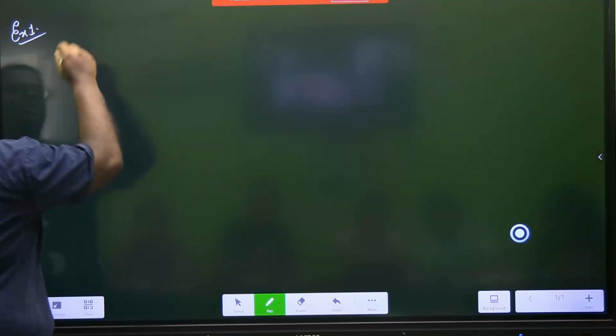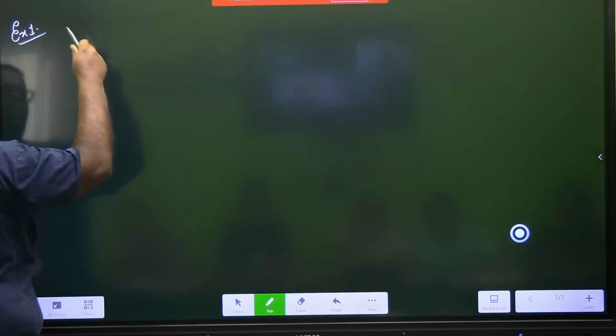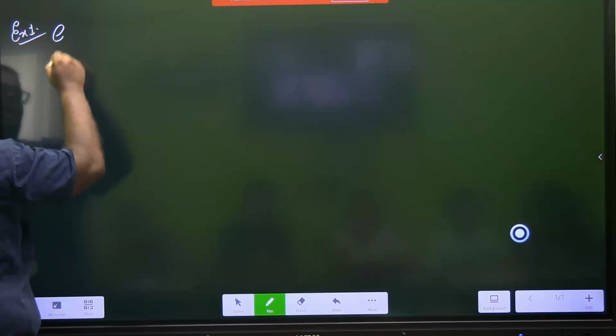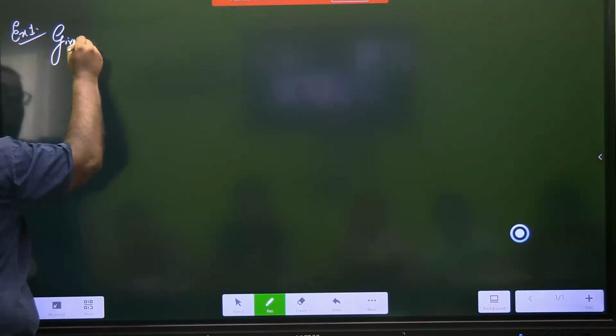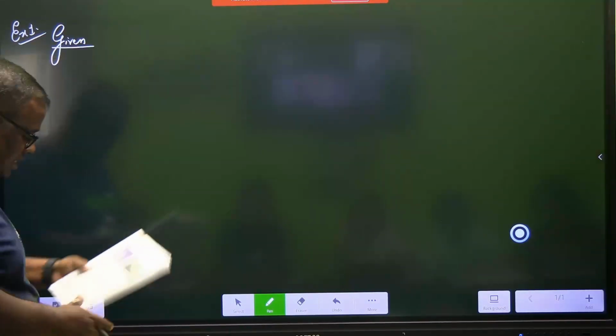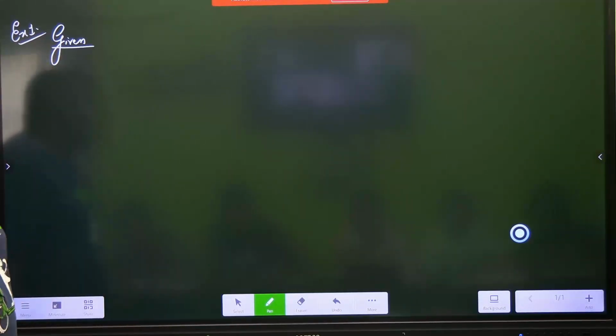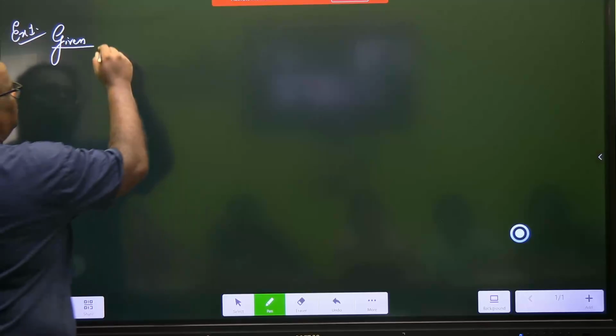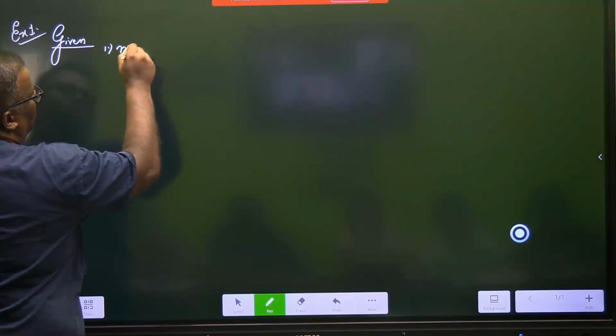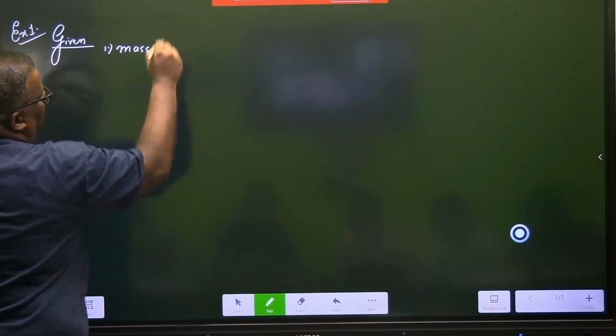So the question says it's a gun and a bullet problem. Let me write the given data first. It says a bullet of mass 10 gram. So my first given data would be what? Mass of the bullet.